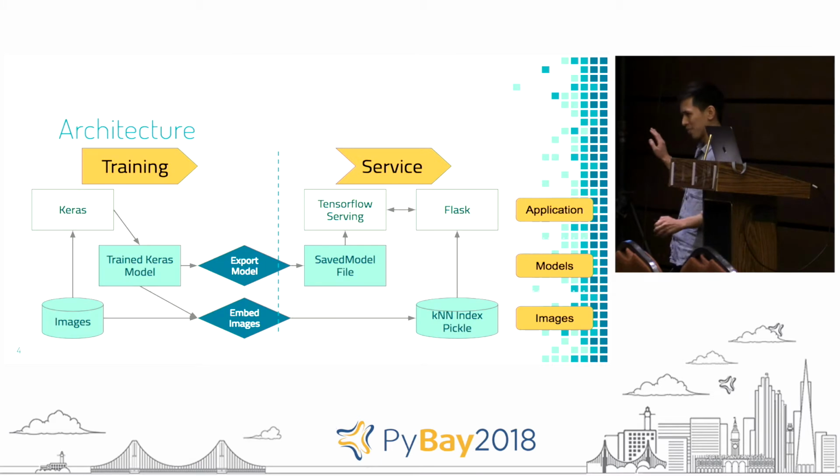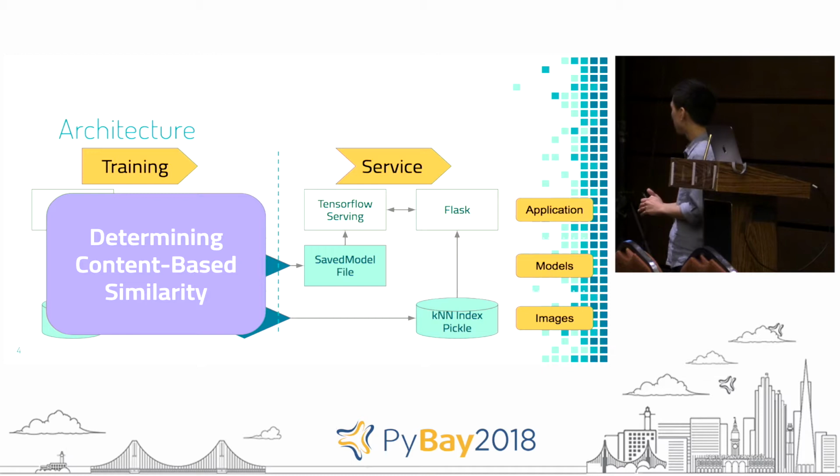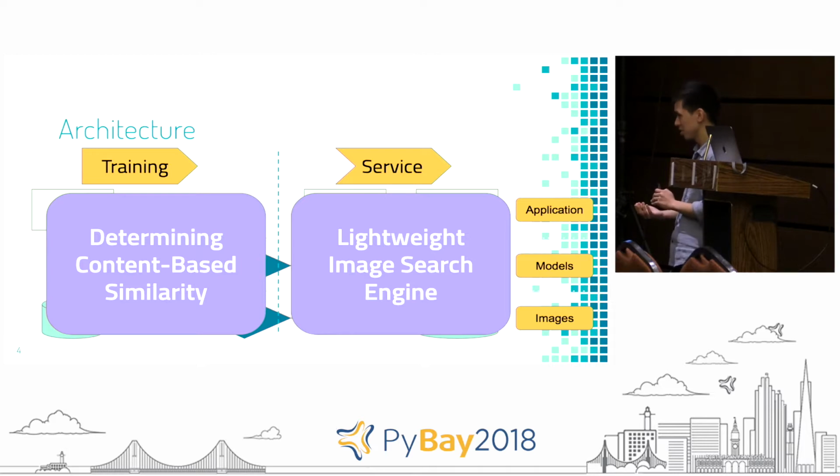So this is what I'm going to talk about today. Don't bother trying to read the flowchart right now. I'm going to go over it at the end. But basically, the talk is split into two parts. One is training a model to determine content-based similarity. And the other is actually how we're going to use this model to deploy a lightweight image search engine.